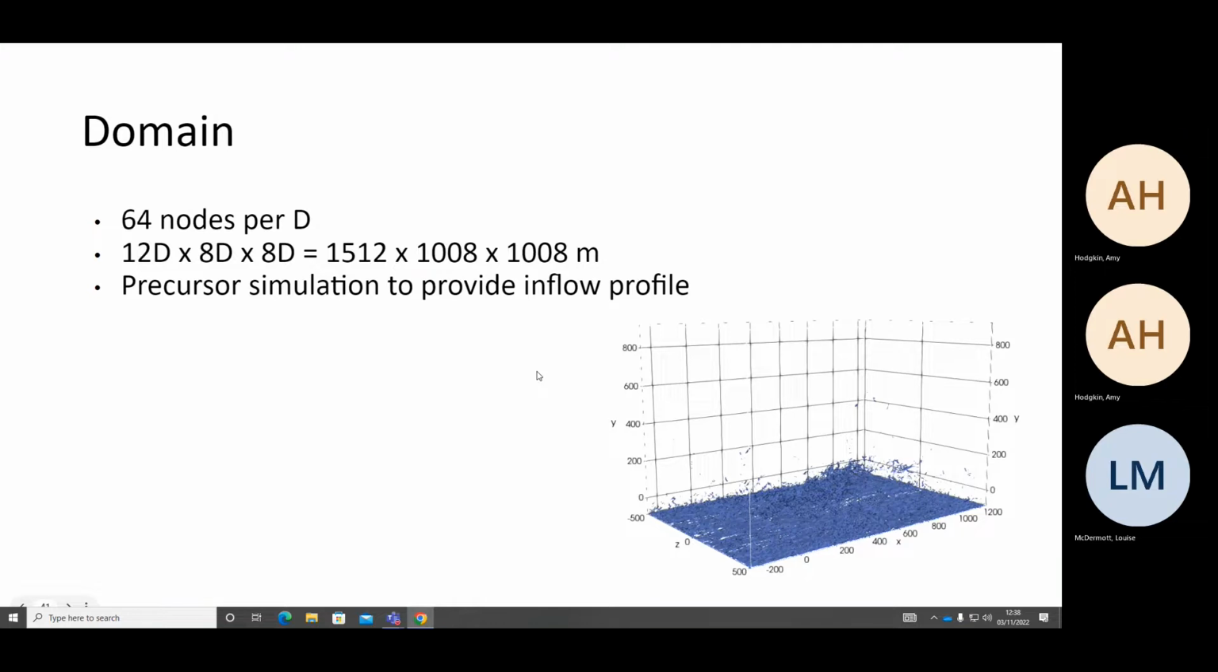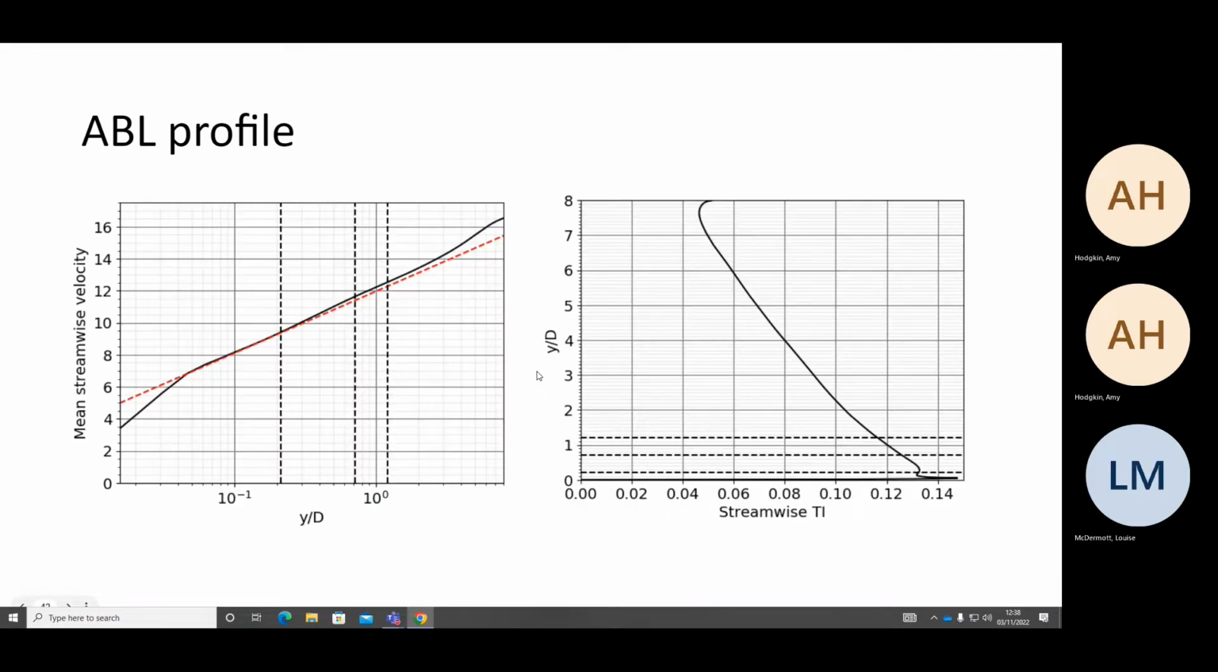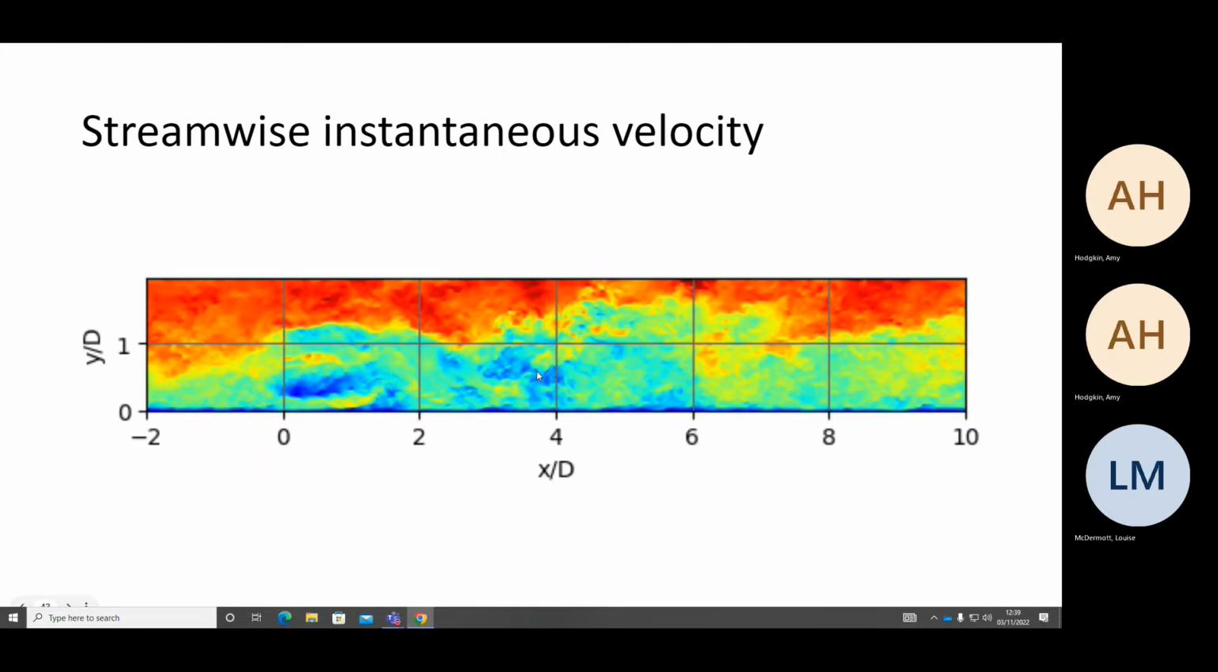And we're slightly less resolved, 64 nodes per diameter, so it'd be 32 per radius here. But we have confirmed that this is still an okay resolution for what we want. So as I said, we want our ABL, atmospheric boundary layer profile, to give us approximately the rated speed at the turbine. So we're running it at rated conditions. So we have that, we have quite strong shear, and we have turbulence intensity of about 13% in the streamwise direction. Sorry, at the turbine hub location is what I meant.